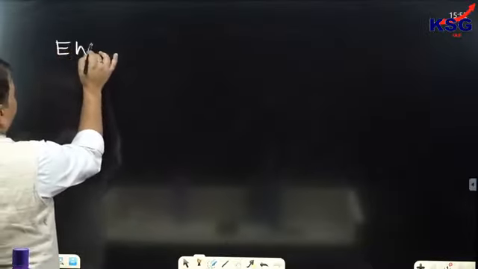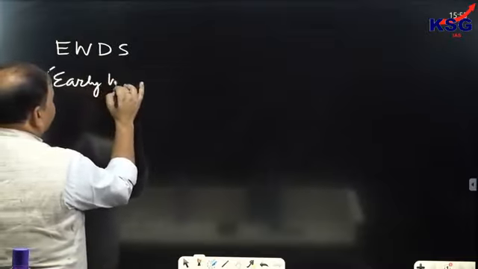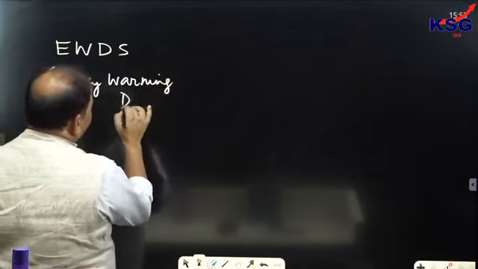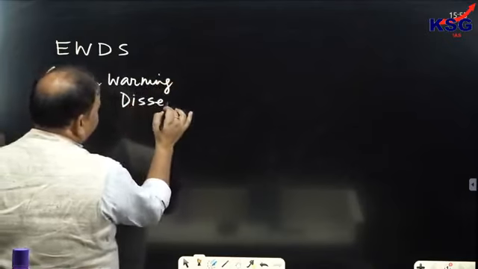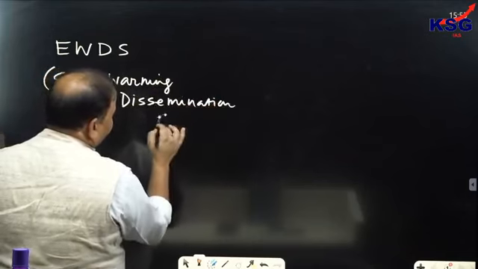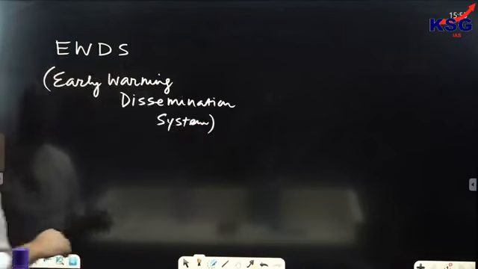Government of Odisha has established EWDS. That is early warning dissemination system. Early warning dissemination system.